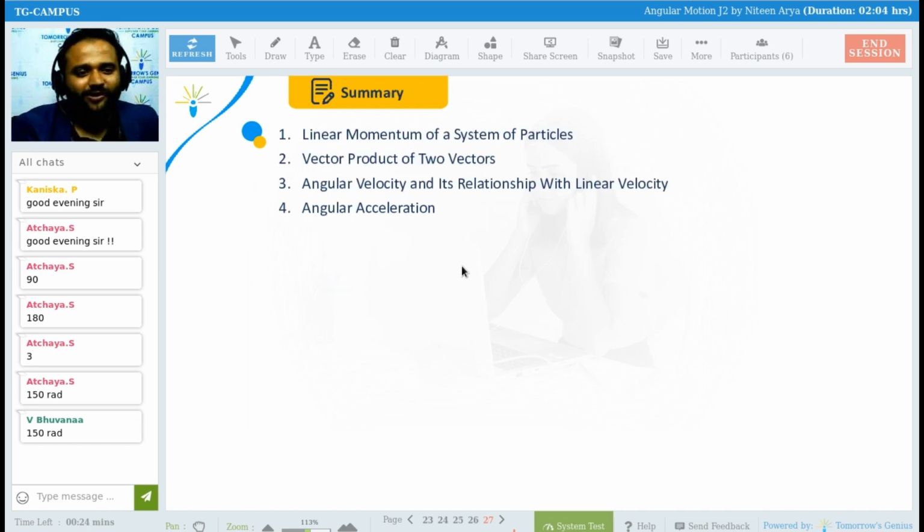Finally, first lecture on time, or you can say after so many days. What we learned in this: linear momentum of a system of particles, vector product of two vectors, angular velocity and its relationship with linear velocity, and angular acceleration and the properties of angular acceleration and its relation with linear acceleration.